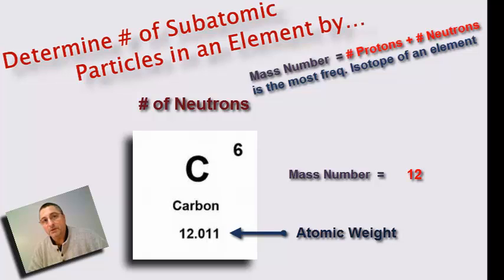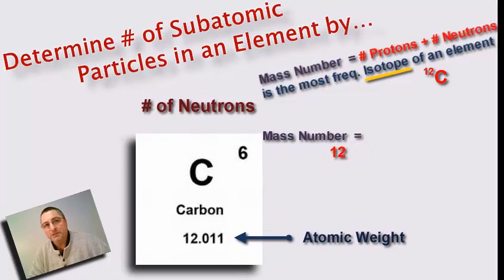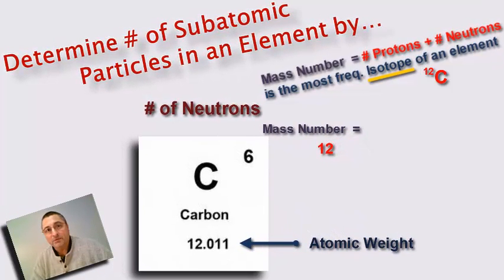But the mass number is going to equal the most common form of carbon. Now, another name for form is isotope of carbon. Now, it's going to be a carbon-12 isotope. It's written as a superscript here. Now, what does that mass number tell me? Well, the mass number is going to be equal to the number of subatomic particles that have mass that are going to be found in that atom.